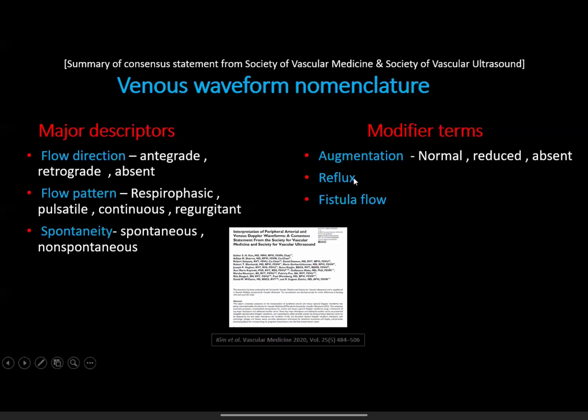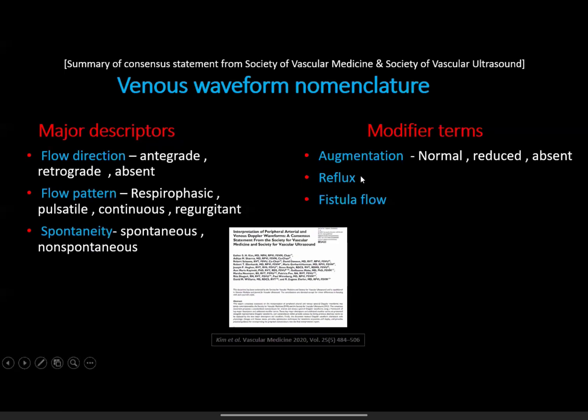Augmentation means that when we are examining the venous system, we see the flow is spontaneous, but sometimes we need to augment the flow to see the luminal status of the vascular channel by distal compression of the leg or whatever extremity we are examining. Particularly in the leg, calf compression leads to augmentation of the flow in the femoropopliteal venous segment. So augmentation can be normal, or it can be reduced in certain pathology, or it may be absent.